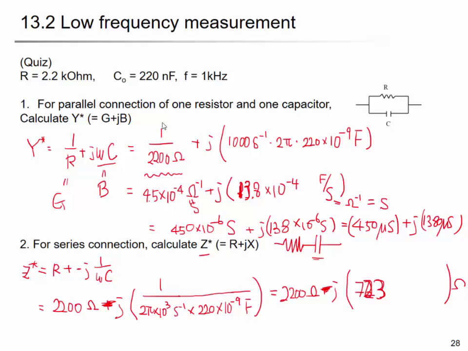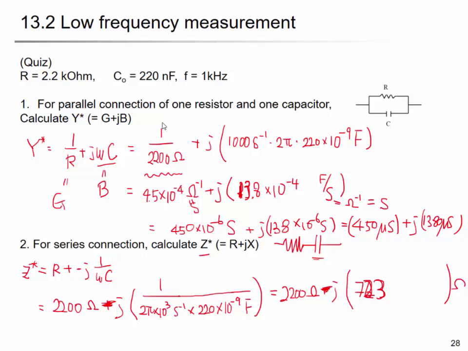Let's do the series connection. In series we have one resistor and one capacitor. And let me change it to R and X. So we calculate the R and X. Measurement format, R X, and the frequency, decrease it to 1/3, and R. So I just did it.